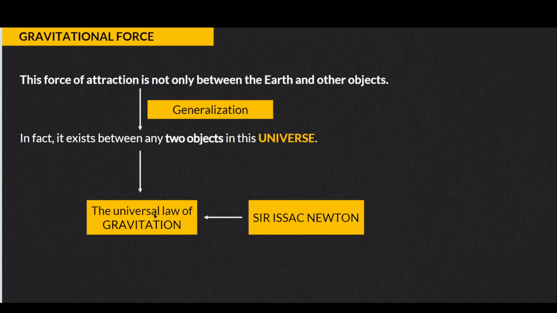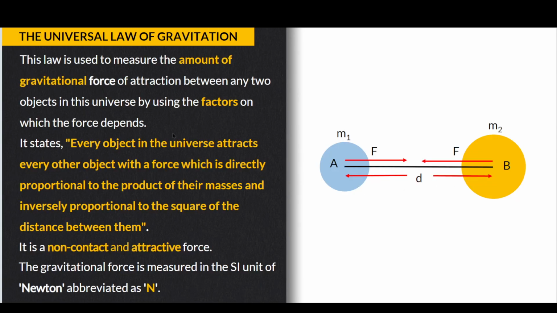This was given by Sir Isaac Newton, and he gave a law which is called the universal law of gravitation, that it exists between any two masses in the universe, which is a force of attraction. And the formula is this. This is what it says: every object in the universe attracts every other object with a force which is directly proportional to the product of their masses and inversely proportional to the square of the distance between them.